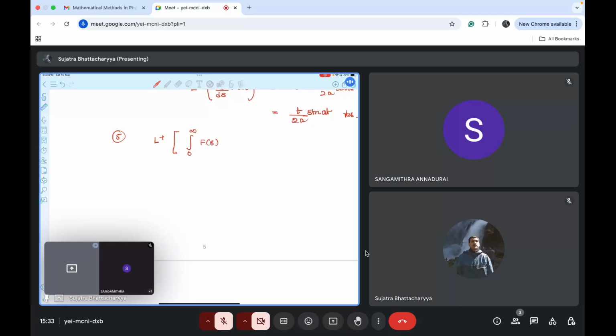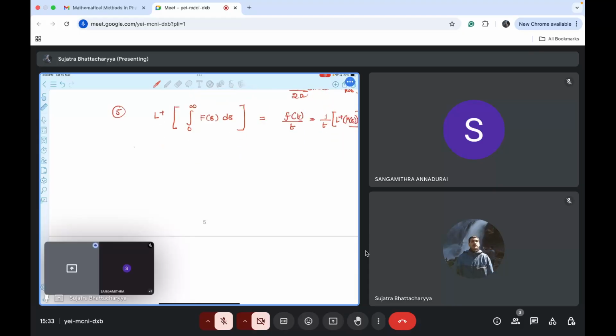Suppose the inverse Laplace transform of the integral from 0 to infinity of F(s) ds is what I need to find. Then you just have to write f(t) by t. And what is this f(t)? Very simple. This is nothing but 1 by t times L inverse of F(s). That's all. This is the property. I'll give a question and illustrate how we can use this.